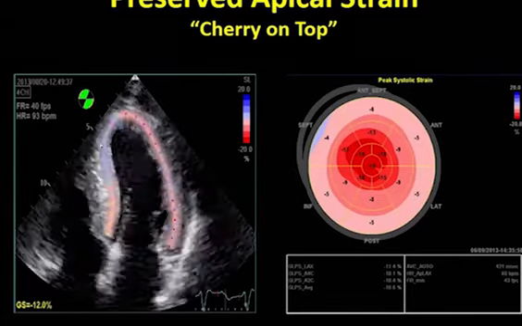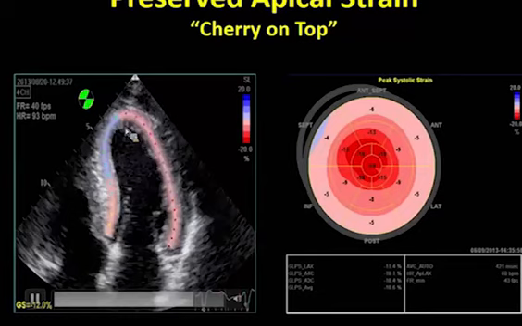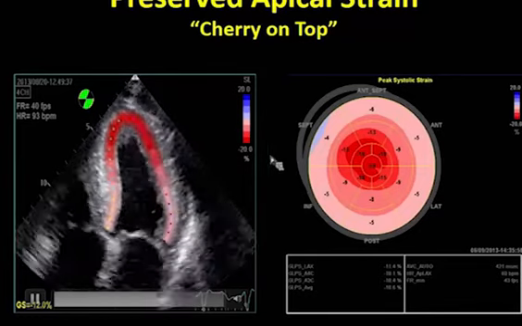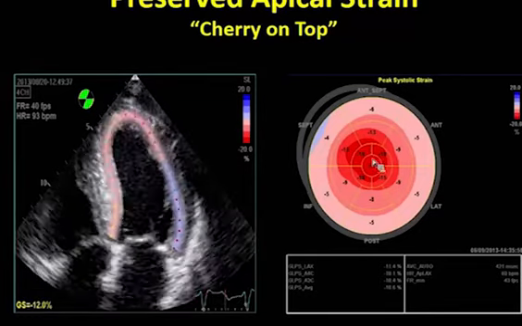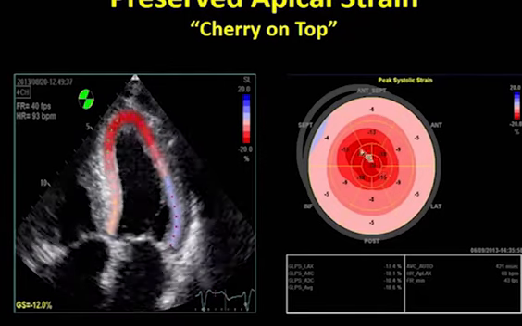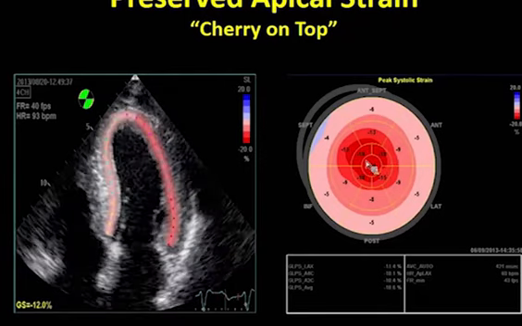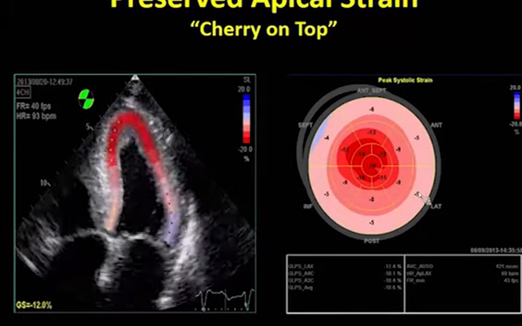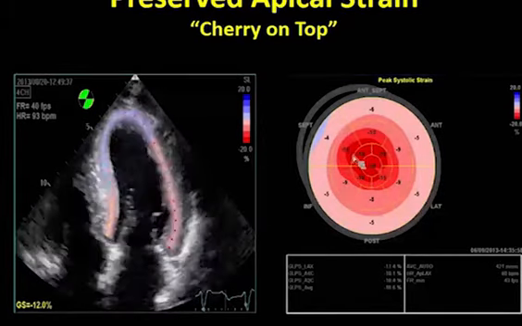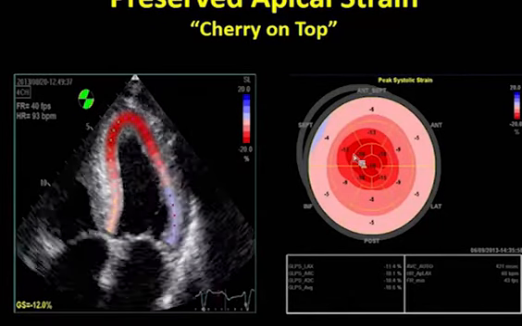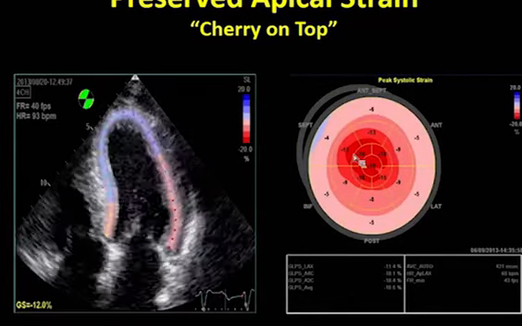If you were to take this picture here and, kind of like a can of Coca-Cola, squish it downward, you would see the tip here in the middle, and you'd see the rest of the heart all around. You can see here that the tip of the heart, demonstrated in this picture, is red, or moving much better than the bottom or base of the heart. This has been abbreviated by some clinicians as a cherry on top, like an ice cream sundae, in which the strain is preserved at the tip.